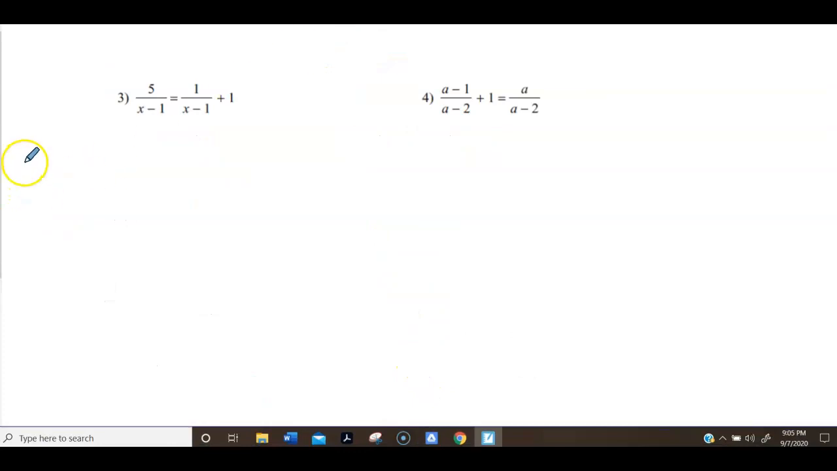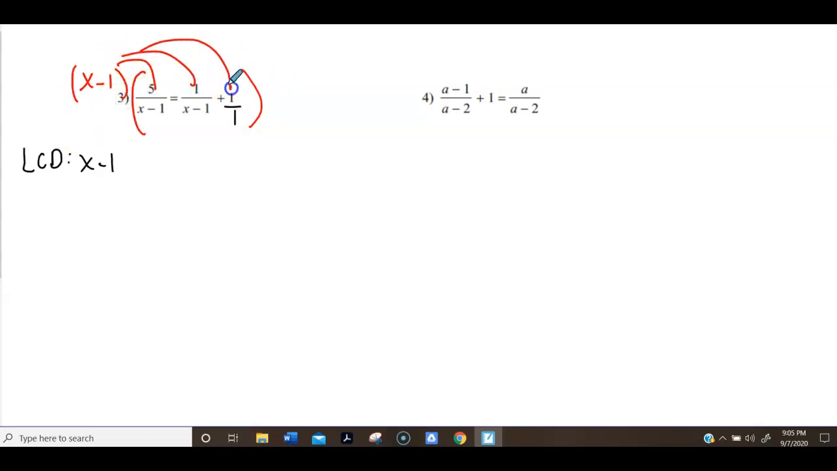Start with the LCD. The LCD is x minus 1. You're going to take it. X minus 1, you already have it, and this is the same thing as 1 over 1, so there's nothing to cancel there. All right, so you're going to multiply the whole equation by x subtract 1, and you're going to multiply every single fraction by x minus 1.